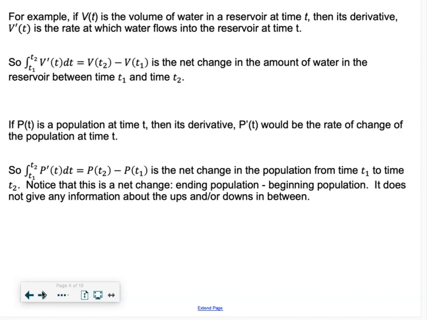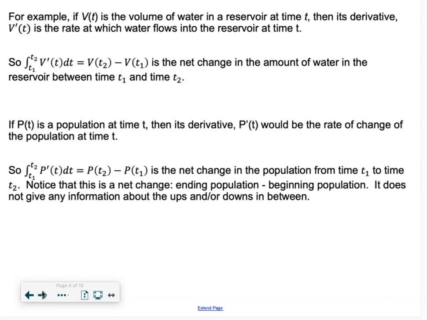So this is the volume of water in the reservoir at time 2 minus the volume of water in the reservoir at time 1. So what does it give you? It gives you the change in the amount of water that was in the reservoir from time 1 to time 2. It doesn't tell you how much is in there at this time or how much is in there at this time. It gives you the change between the two times.